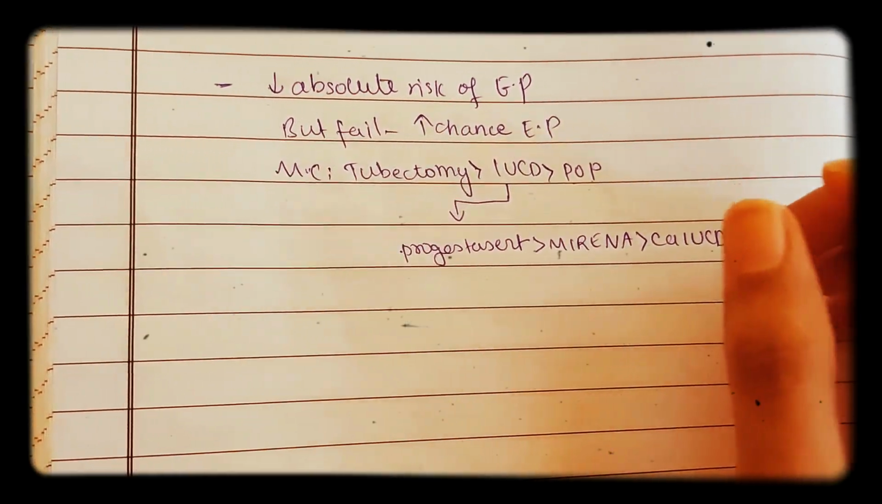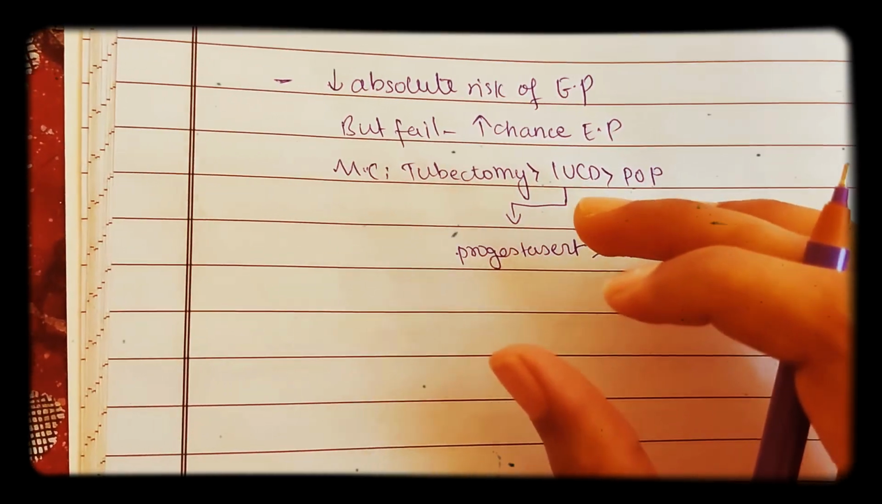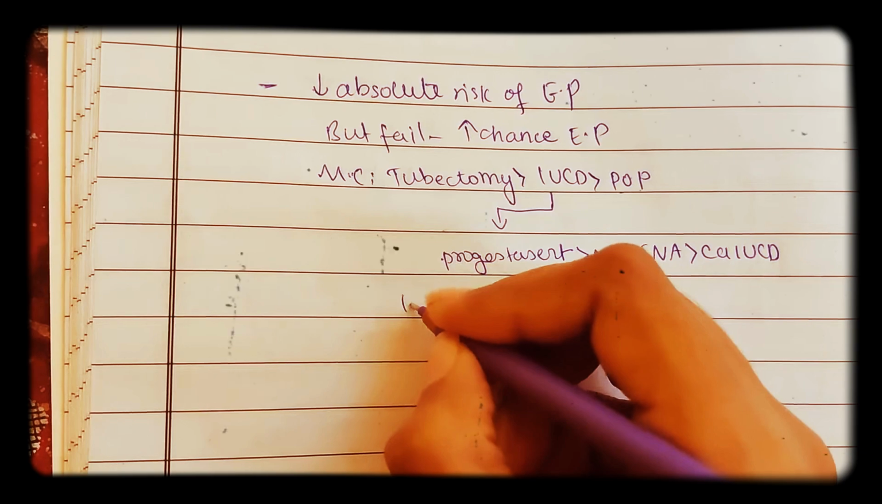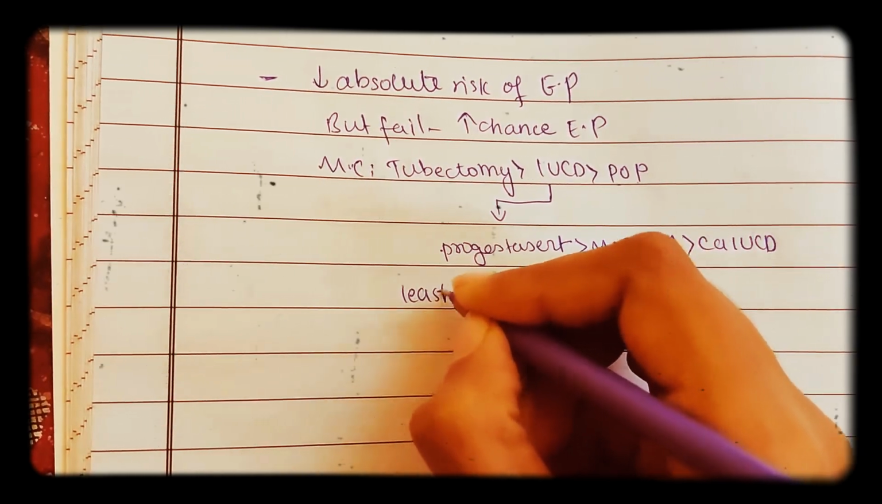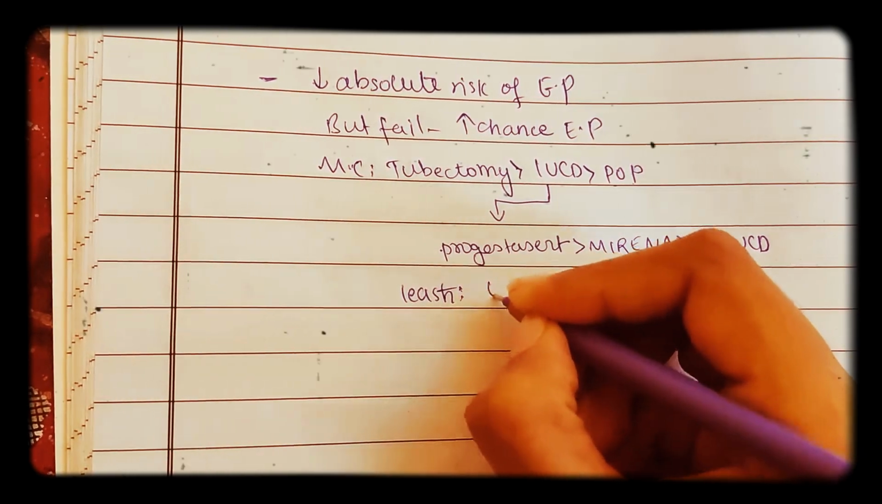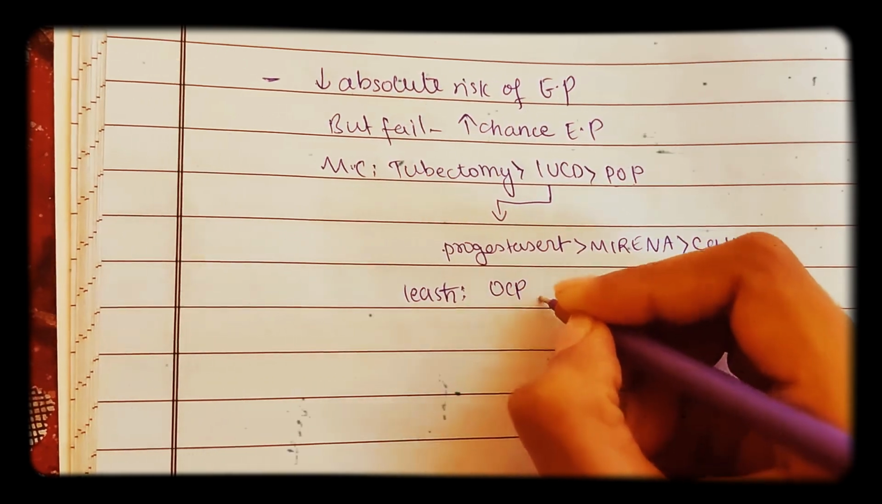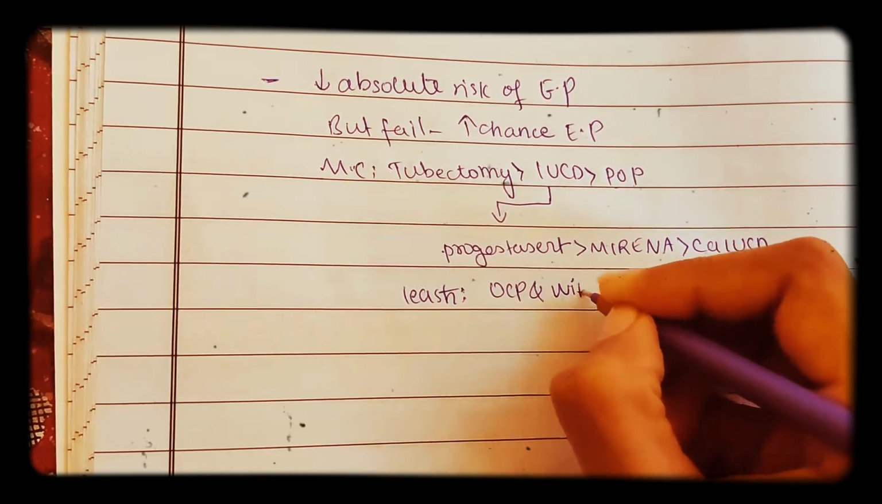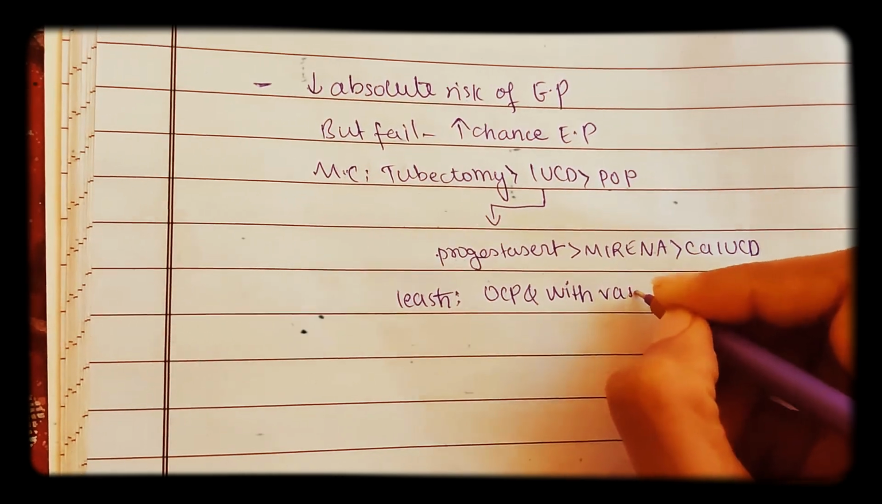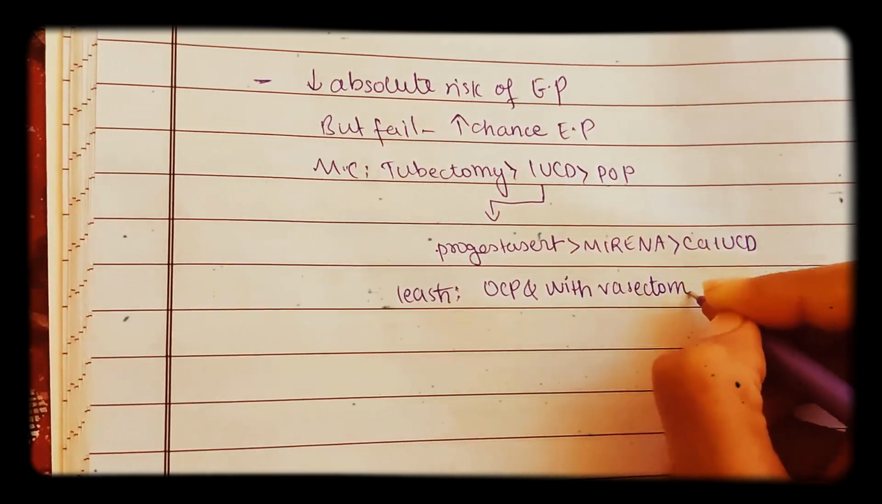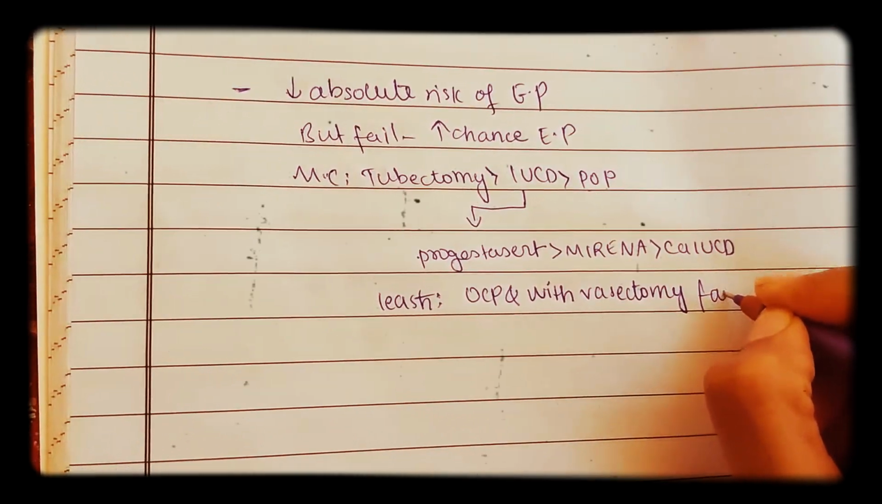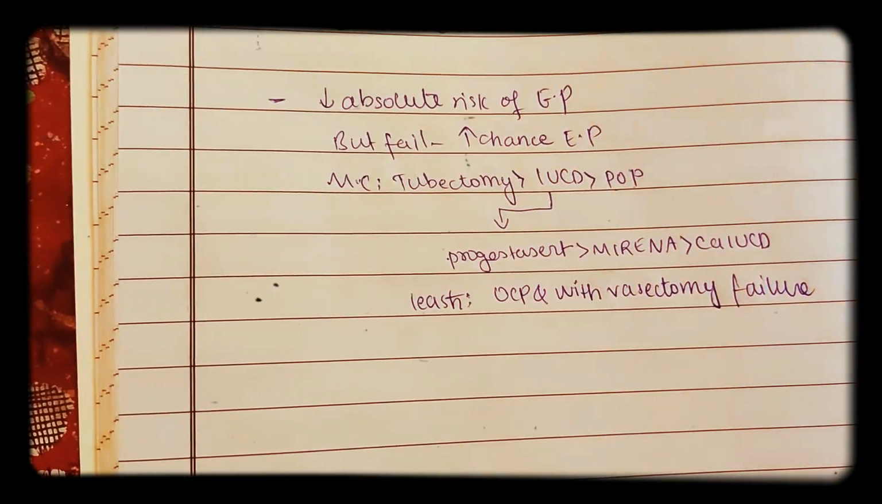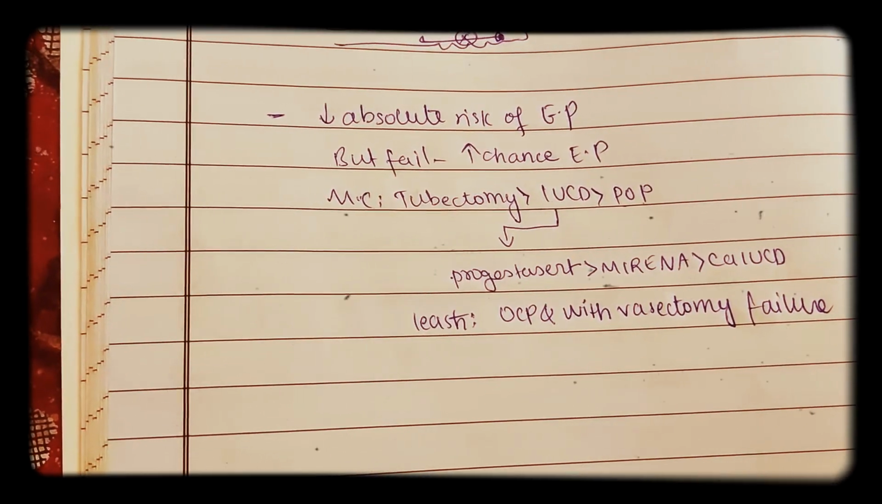So these are the methods which may lead to a higher chance of ectopic pregnancy, and the least chance of ectopic pregnancy is seen in OCP and with vasectomy failure. So these are the things we need to understand regarding contraceptives related to ectopic pregnancy.